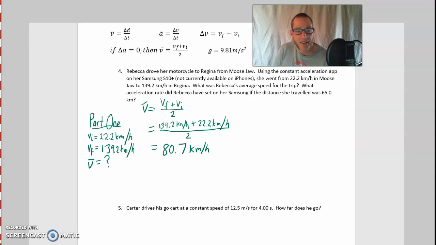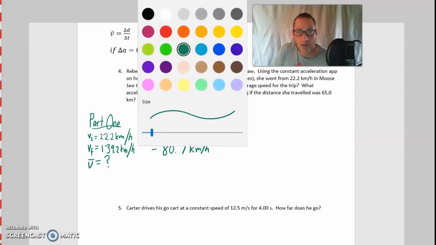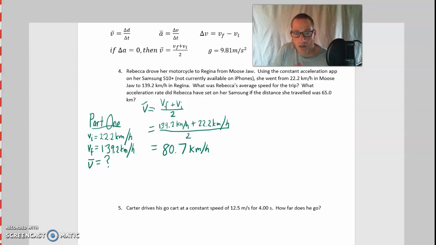Anyway, 80.7 kilometers per hour. And there's 3 significant digits there. Okay, so there's 3 in this question, 3 here, and there's 4 here, so we use 3. So that's what we're allowed to. Okay, that's part 1. I'm going to change color for part 2. Just going to go to a blue. Okay, part 2.